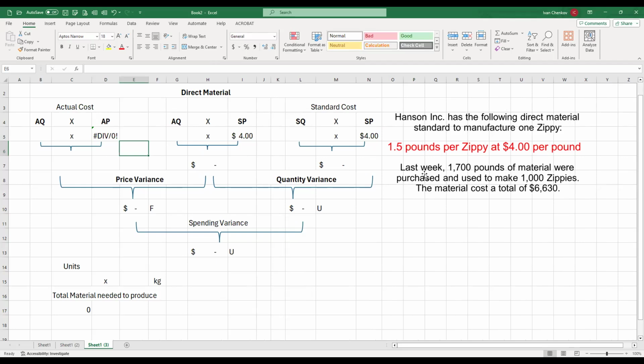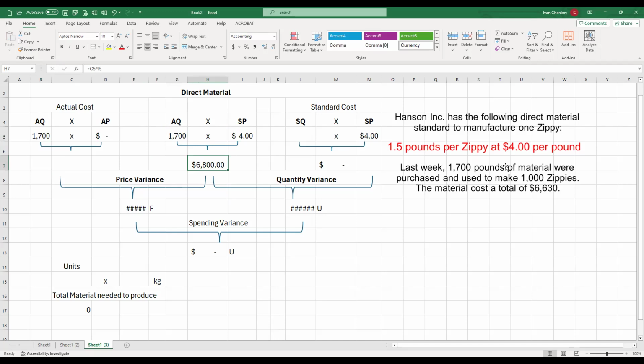What's the next thing that we need? Next thing that we know: last week, 1,700 pounds of material was purchased and used. So what's the actual quantity that we used? 1,700 pounds, yes, you're correct. So that's going to give us our first number, right? 1,700 times $4, $6,800. We have our first number.